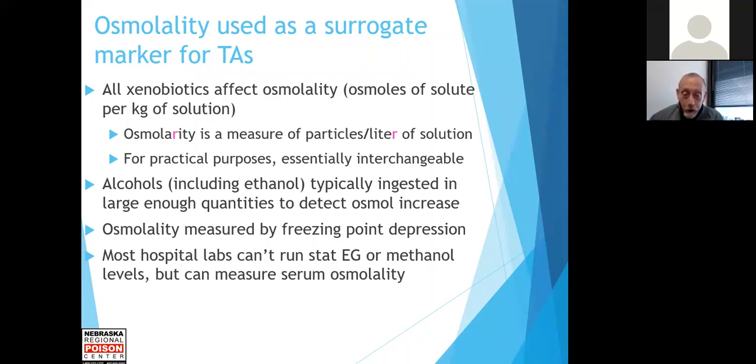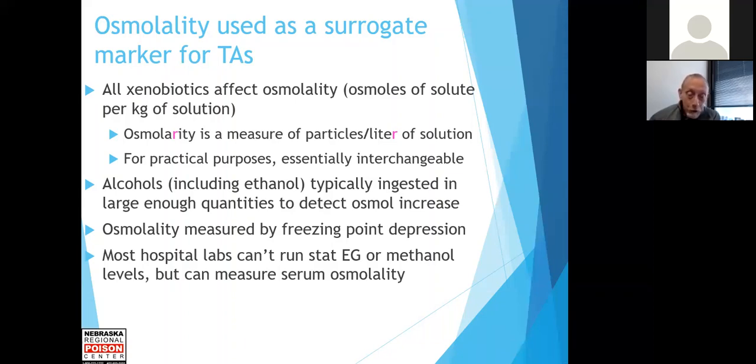Usually, we're relying on something called osmolality. Osmolality is a measure of how many particles are dissolved in solution. And anything can increase your osmolality, but most pharmaceuticals, you don't take in large enough quantities to have a measurable effect. It's only going to be alcohols that you ingest in large enough quantities.